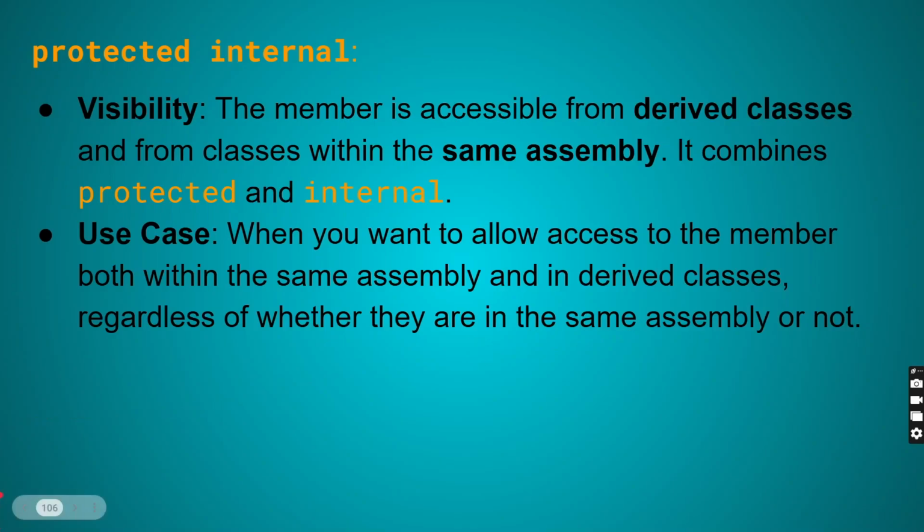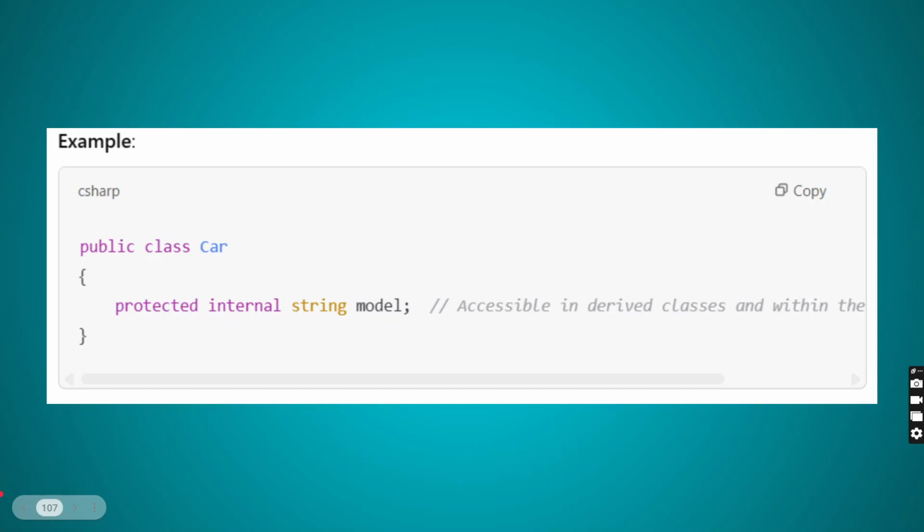Now we will see that in an example. See, look here, we have a class called Car and we have the keyword protected internal with a string field named model, accessible in derived classes and within the same assembly.